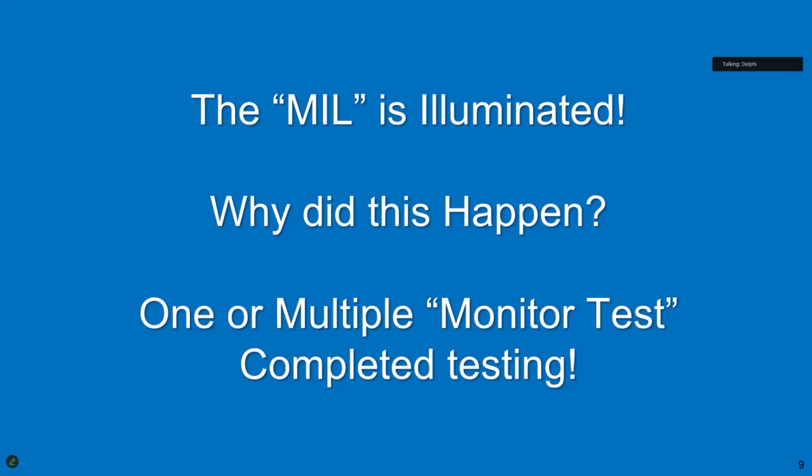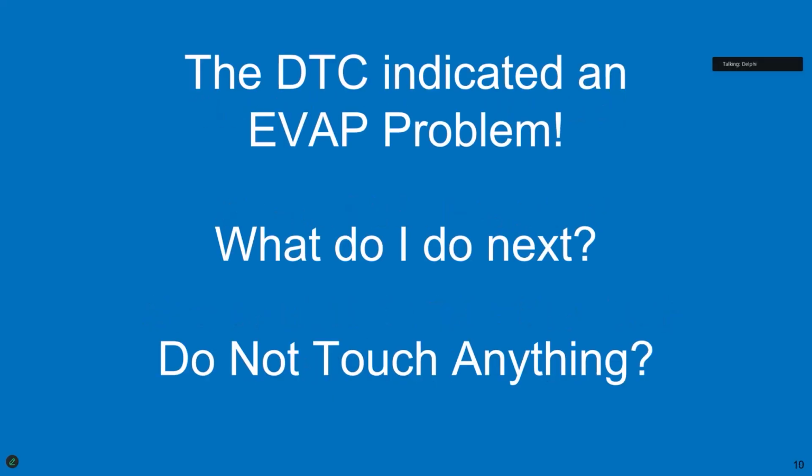It may not be a confirmed code, which means you shouldn't be replacing anything yet, but it's a clue that something is not right and it needs to fail one more time to turn the MIL on. Okay, once you get there, if it's a DTC EVAP problem, what do you do next?